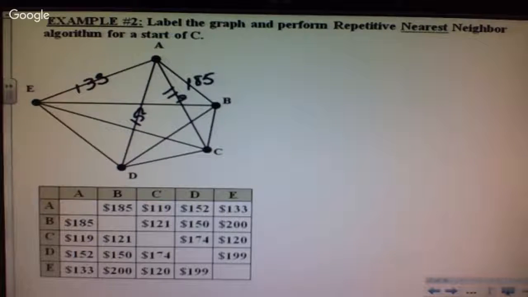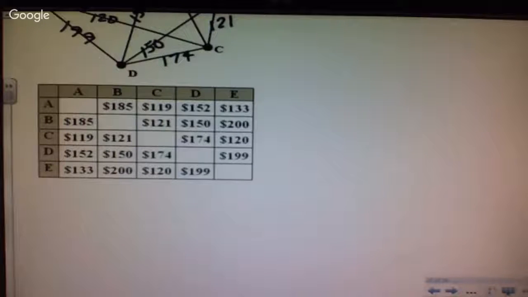So 133, B to C is 121, B to D is 150, and B to E is 200. C to D is going to be 174. C to E is 120. And D to E is 199. So do you want to try it from the chart then instead of from the graph? Yes. Sure. Let's do this.